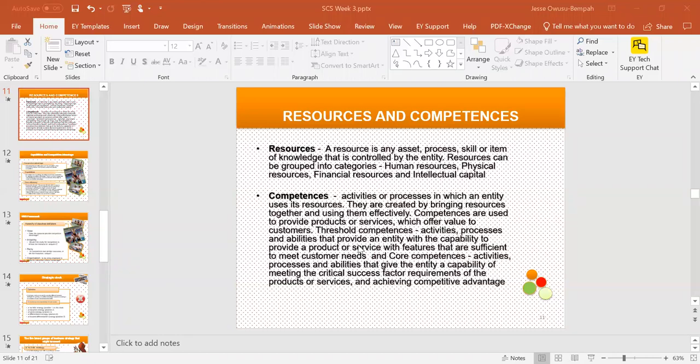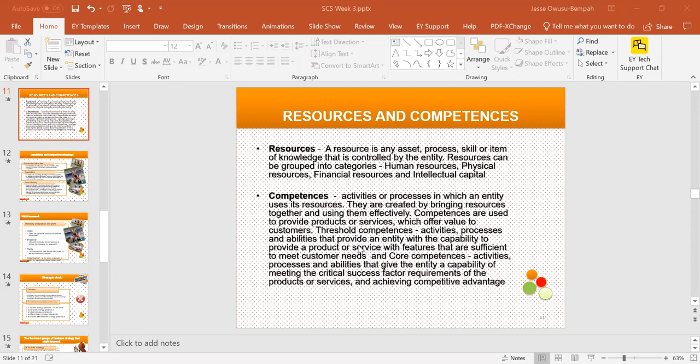So you have two types of competencies. You have threshold competencies and core competencies. Threshold competencies are basically minimum features that are sufficient to meet customer needs. And core competencies are processes or features or abilities that are critical success factors and are required for the organization to achieve competitive advantage.